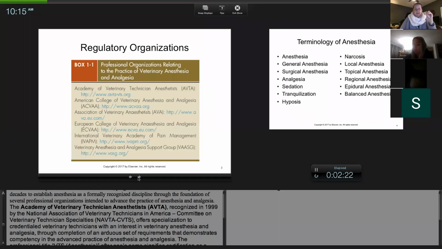Also, there are people that specialize in anesthesia. If you're a dork like me, there's the Academy of Veterinary Technician Anesthetists. If you remember way back in Tech 1, they talked about how you could be a technician specialist. You could choose to specialize and get your VTS. So there is an anesthesia specialty.